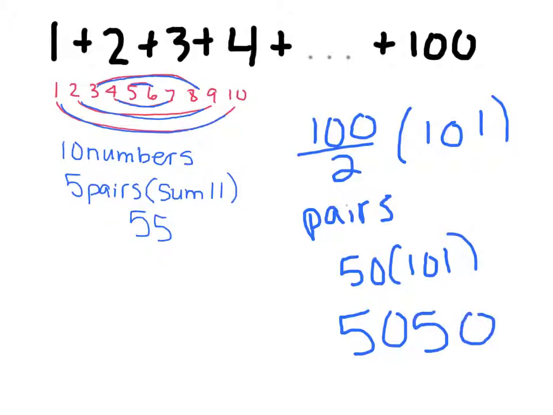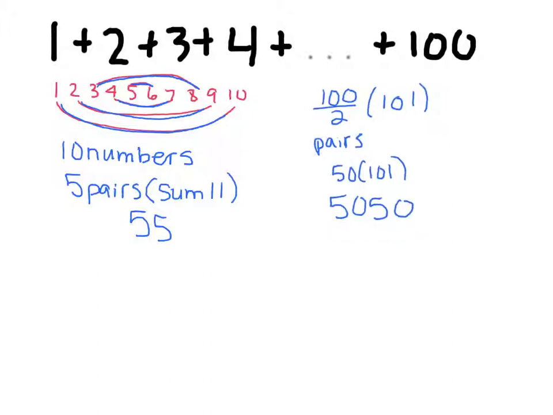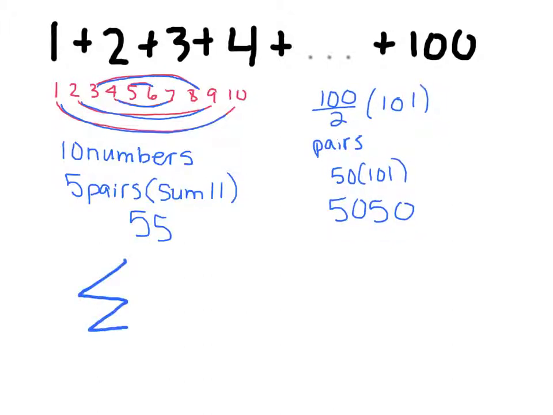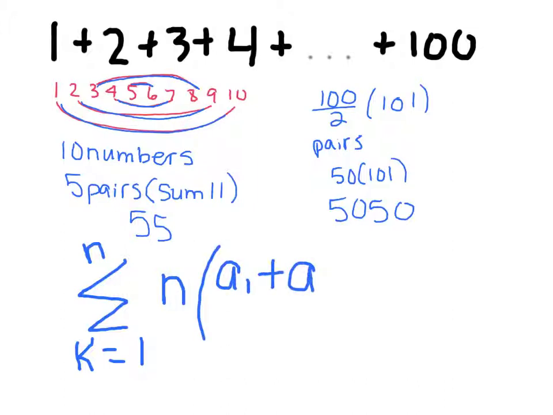Now, we've formalized that in this section to a summation formula. And the summation formula for arithmetic series looks like this. The sum of an arithmetic series from k equals 1 to n is equal to the number of terms in the series times the first term plus the last term, divided by 2. And you can thank Gauss for that formula.